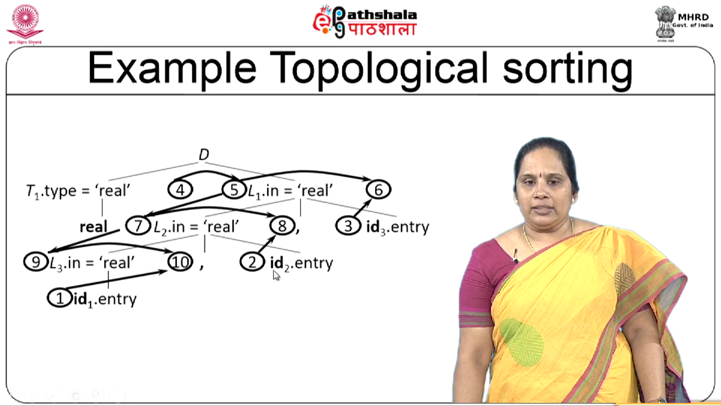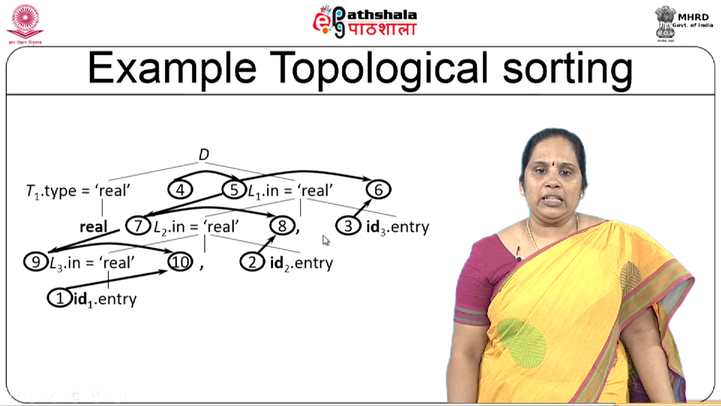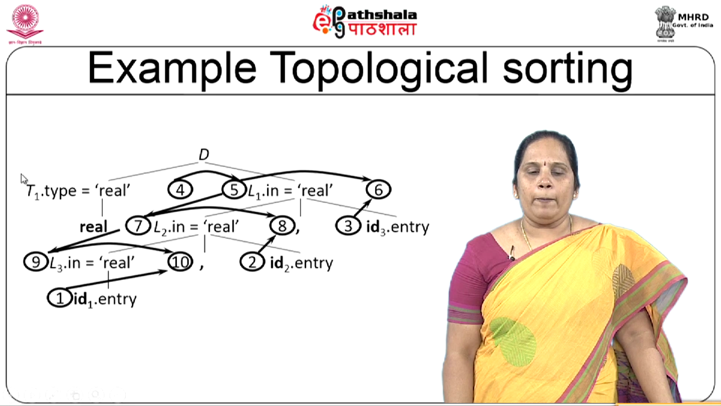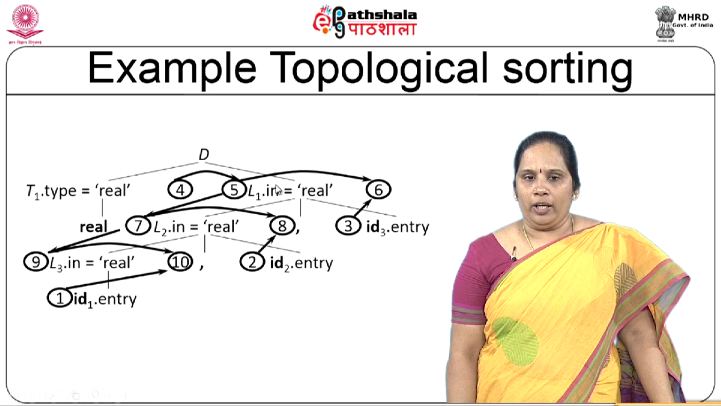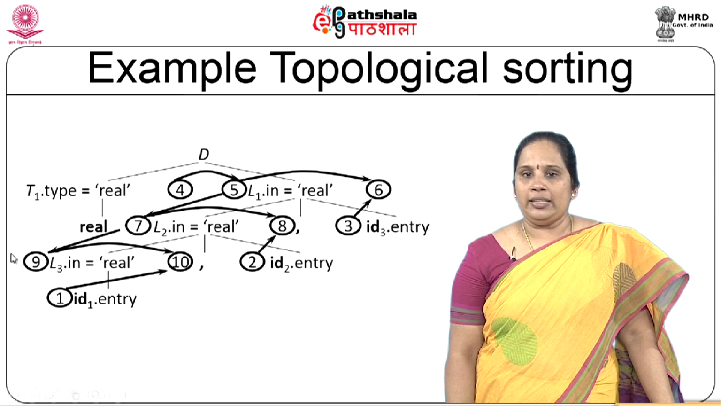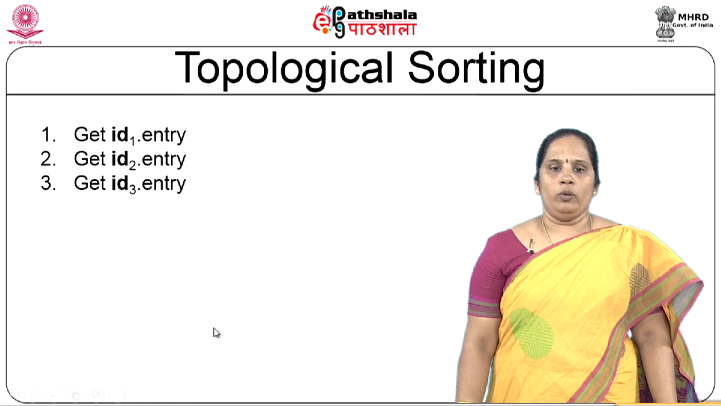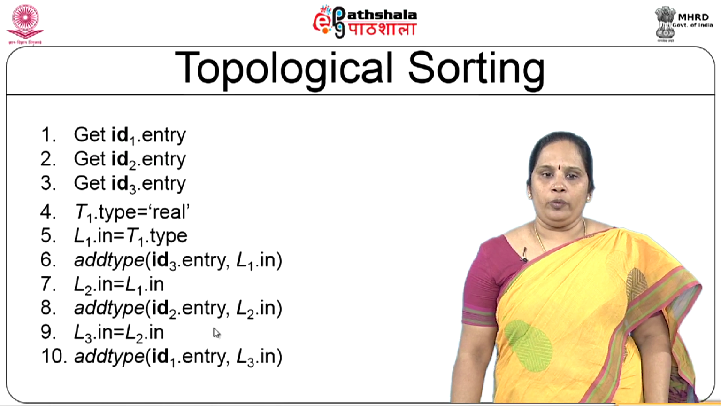So, the second ID and then the third identifier, the three variables, and then I will associate real to this L1.in, and then I have a comma and then this L.in, and then subsequently this L.in. So, this is an example of topological sorting. This is a small routine.